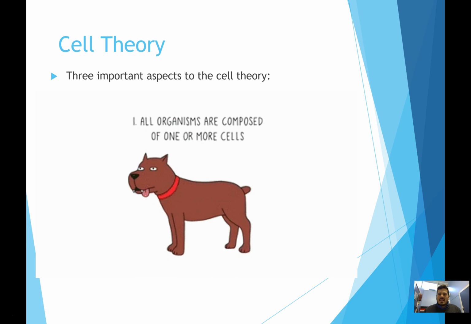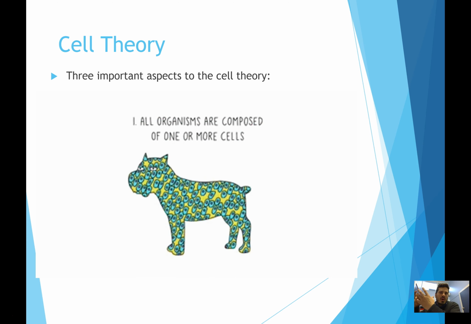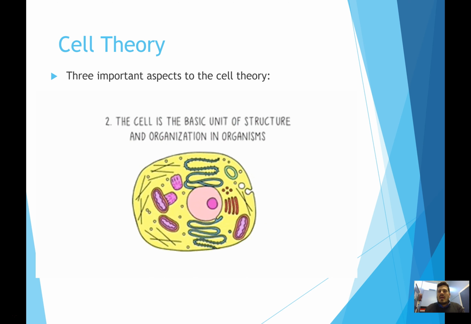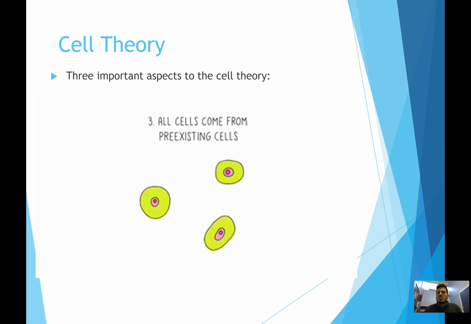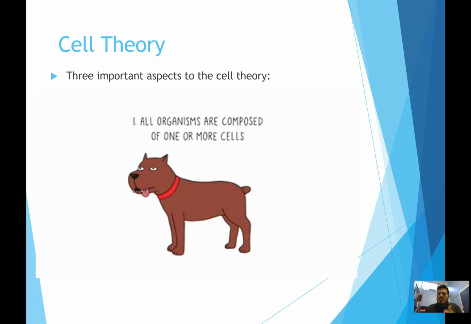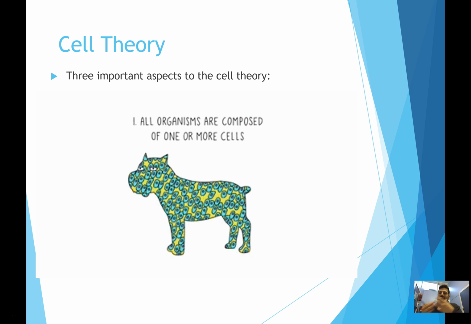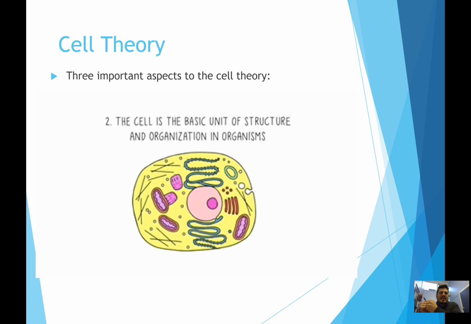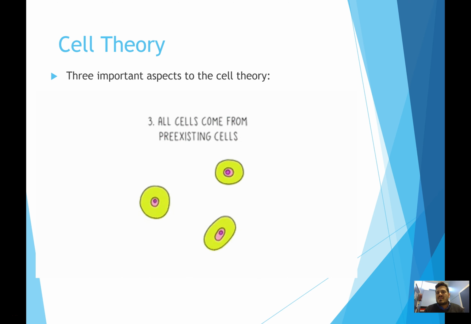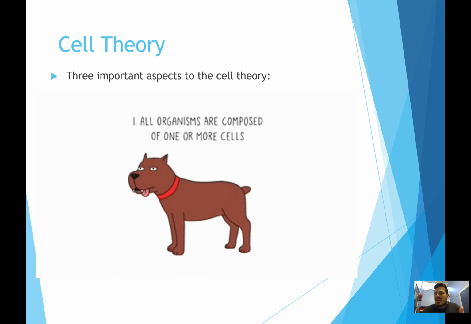The very first aspect is that all organisms on Earth are composed of 1 or more living cells. Number 2 is that the cell is the basic unit of structure and organization of all of those organisms. And number 3, most importantly, is that every cell comes from a pre-existing cell. You can't just get cells, poof, out of nowhere. It's actually one of the biggest mysteries of science and biology: how did we get those first cells, those first bacterial cells?